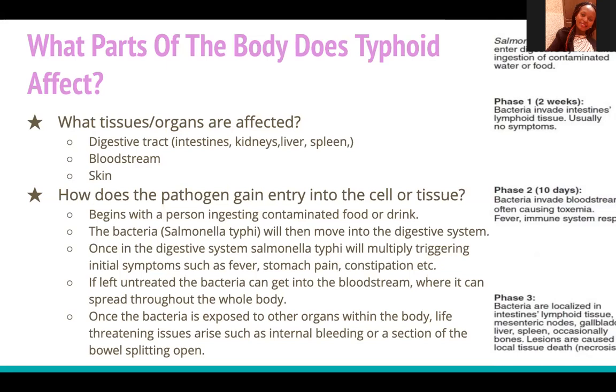How does the pathogen gain entry into the cell or tissue? It begins with a person ingesting contaminated food or drink, and then the bacteria, Salmonella typhi, move into the digestive system. Once there, Salmonella typhi will multiply, triggering initial symptoms such as fever, stomach pain, and constipation. If left untreated, the bacteria can get into the bloodstream and spread through the whole body. Once exposed to other organs, life-threatening issues arise such as internal bleeding or a section of the bowel splitting open. So it's really risky.